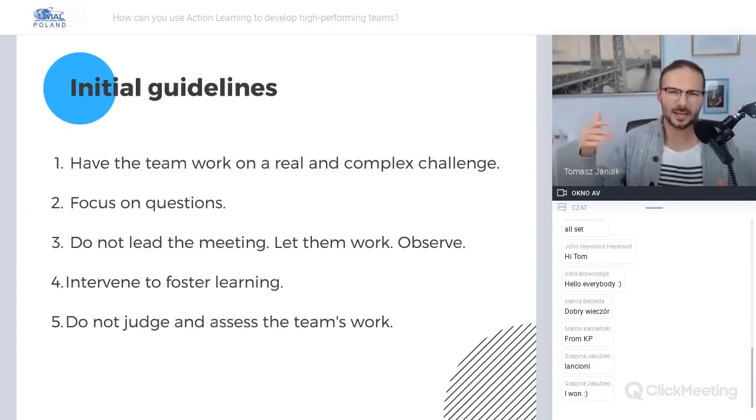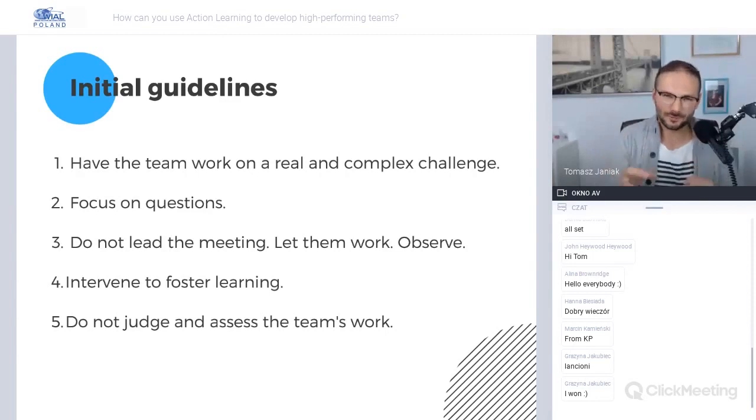A question can be asked by anyone, of anyone, at any time. The direction of communication doesn't matter. It doesn't matter what kind of question it is, open-ended, closed-ended. Of course, people are encouraged to ask open-ended questions. But we focus on questions a lot. And actually, I think every action learning variety focuses on questions, but in different ways.